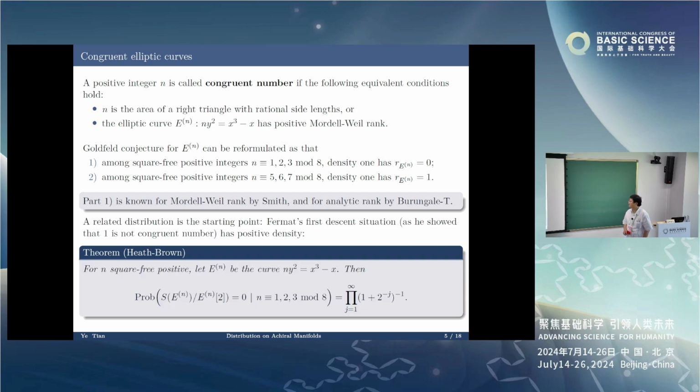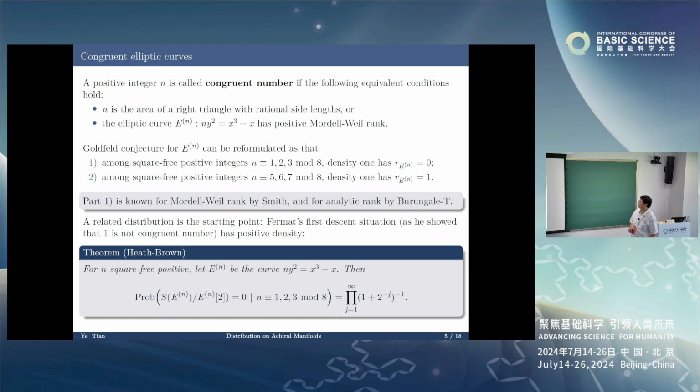Okay, so the related distribution here has a starting point. If you start with the 2-infinity Selmer group, the downstairs is just the 2-Selmer group. And for the 2-Selmer group, we can ask when the essential rank of the 2-Selmer group is just 0. So that's called the first descent. Fermat actually made this first descent to show 1 is not a congruent number.